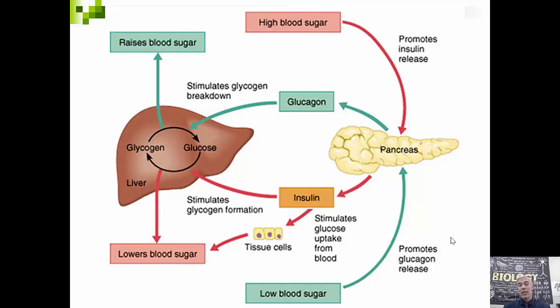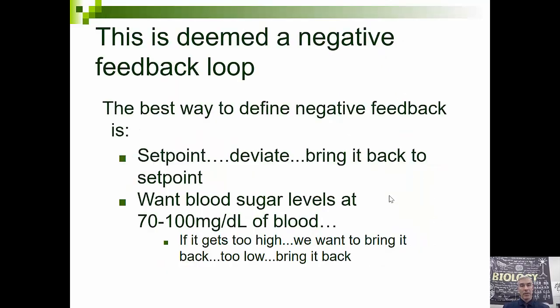Insulin does the exact opposite. When the blood sugar levels are really high, insulin will go in and then trigger cells to uptake glucose and store glucose within them, most commonly in the liver overall. And the pancreas releases both of these hormones. This is called a negative feedback loop, and we're going to talk about negative feedback loops a lot in this course. If you're in my anatomy class, we've already talked about it, but the best way to define a negative feedback loop is you have a set amount of something, and if you deviate from that amount, you're going to always work to bring it back to that amount.